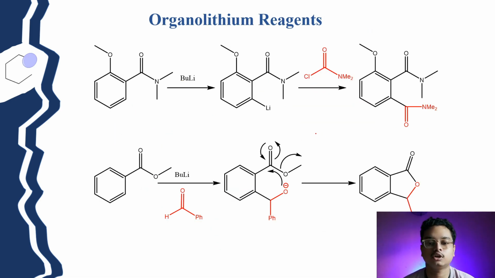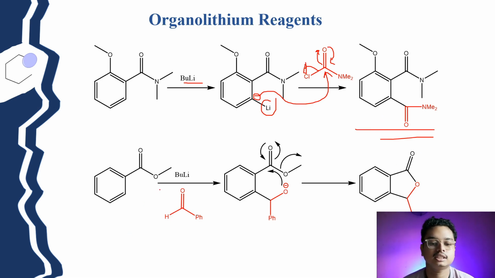Now let's talk about some more substitution reactions. This is the electron withdrawing group. Here the ortholithiation takes place, and after that this negative charge will attack here. This bond goes up, this goes down, and chlorine is kicked out, and we get this final product.